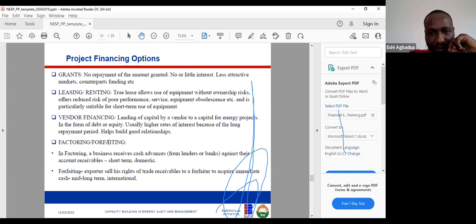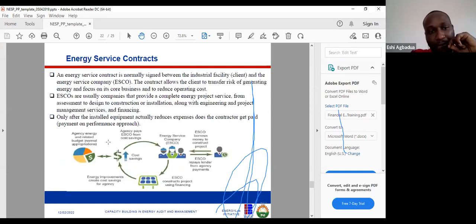Vendor financing basically involves lending capital by a vendor to do energy projects. Of course, it still involves higher rates, but it can also be a form of contractual agreement where basically I'll do this for you, and in turn, you do that for me. So you can have that handshake, so that can also come in. Factoring and forfeiting, and different other measures that we can use to raise financing.